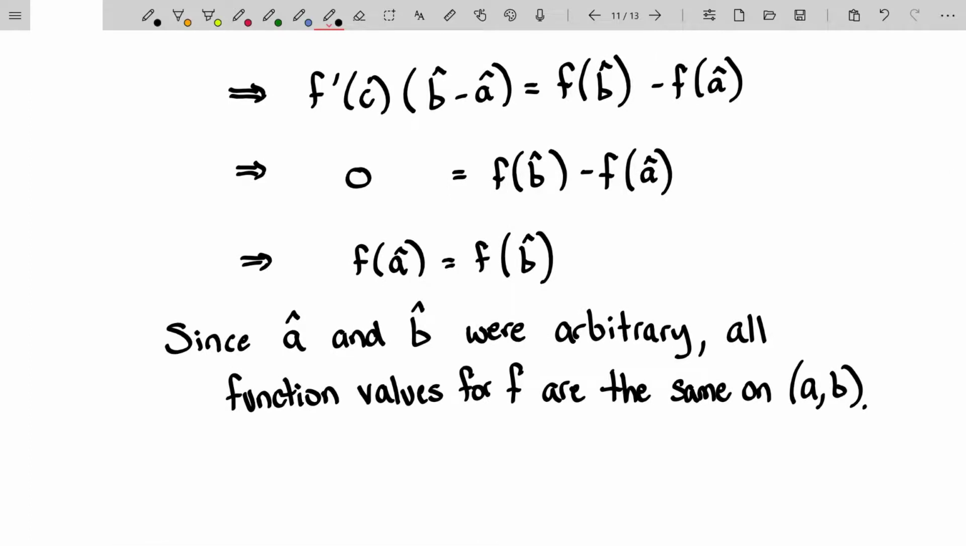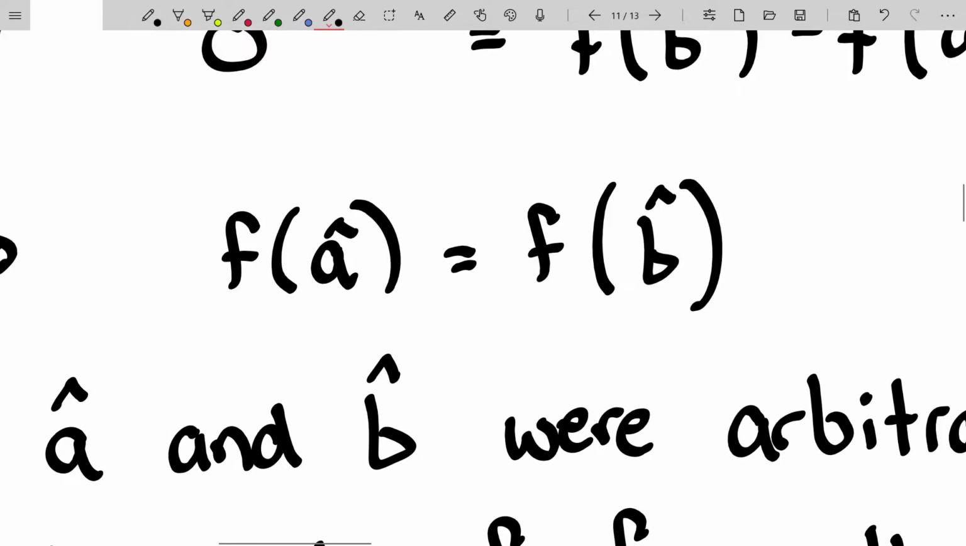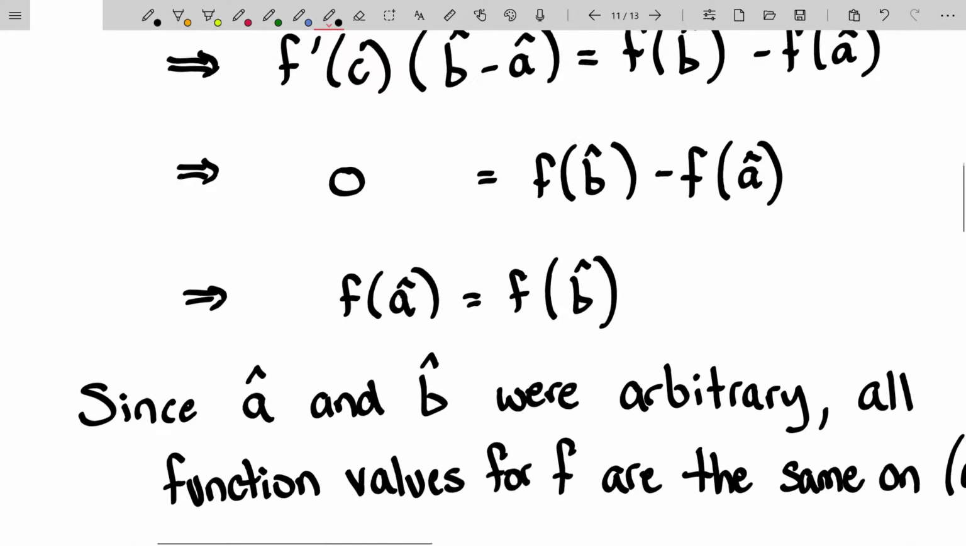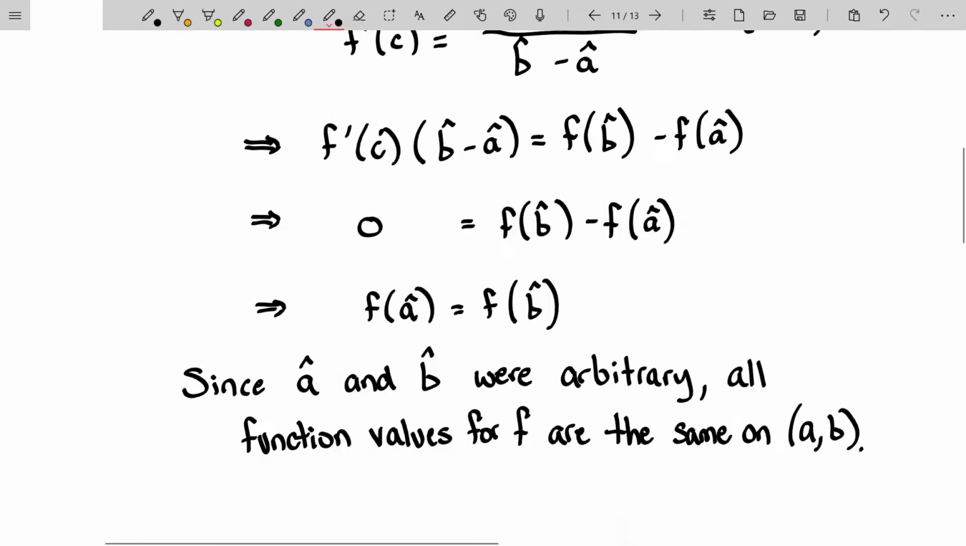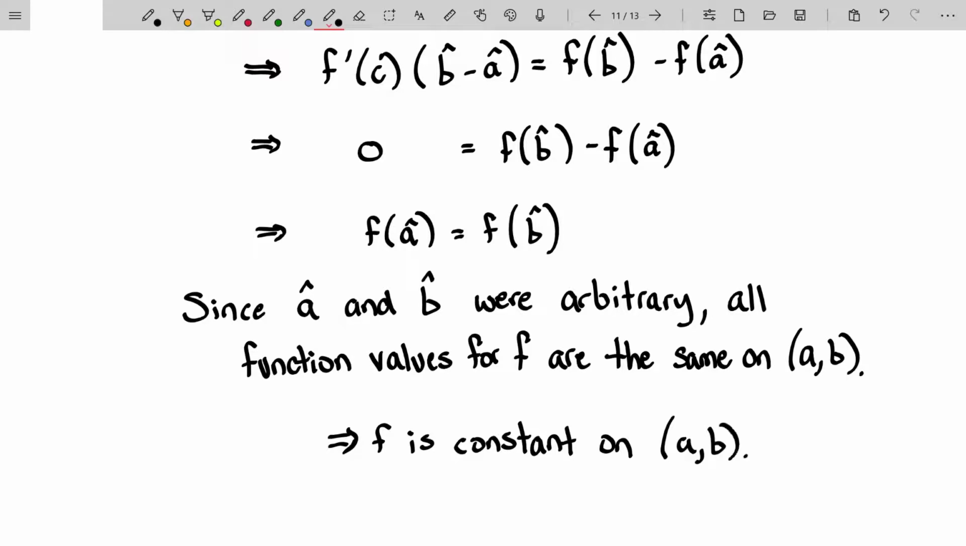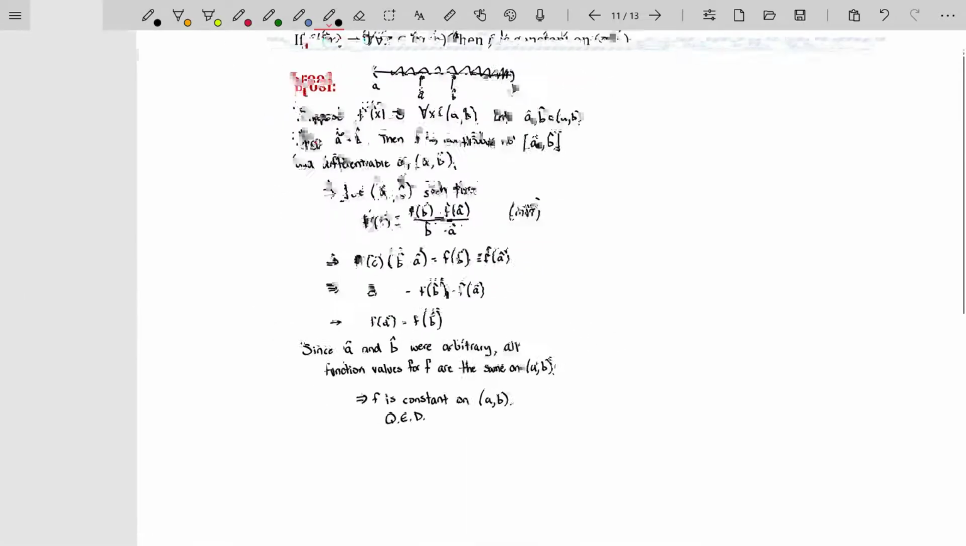Again, a hat and b hat were just random numbers we grabbed out of the bucket of numbers from a to b. And those randomly grabbed numbers end up being the same value. That means any two numbers we would grab from there would be the same value. That means that the function is constant throughout that entire interval. So that implies f is constant, again, on the open interval from a to b. QED.